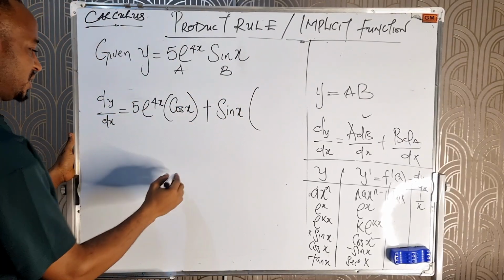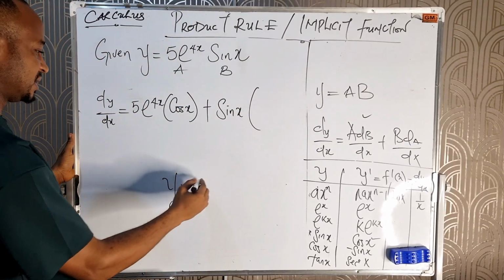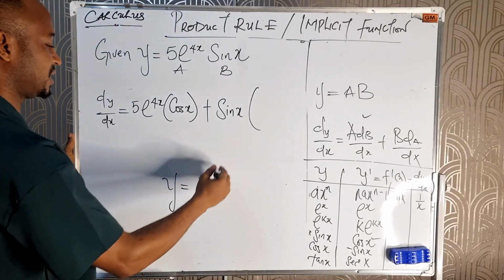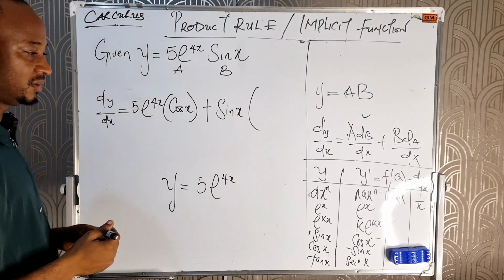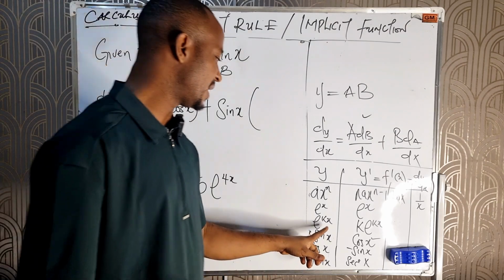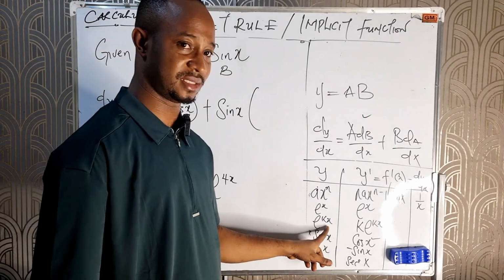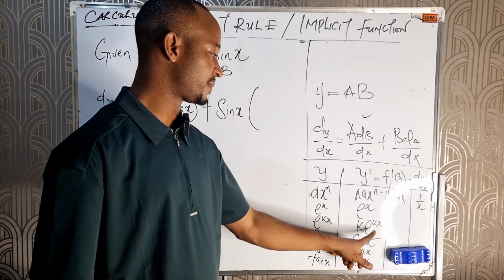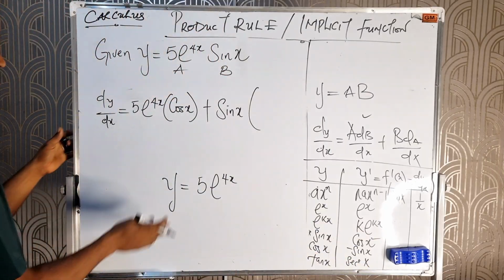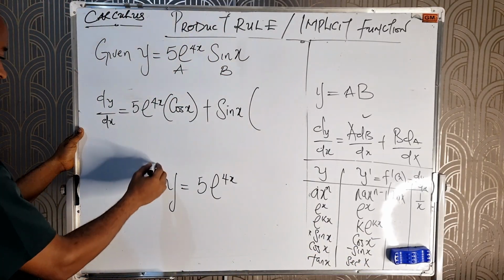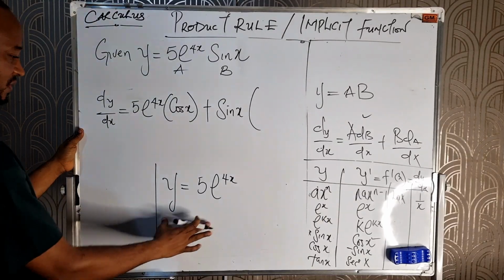Differentiate 5 exponential 4x. Whenever we have a function like this, 5 exponential 4x, and we have to differentiate this, look at this rule here. Here we have e exponential kx. The result is k exponential kx. I want to show us something. Let me take us through a journey. Please take notes. I'm coming back to this.